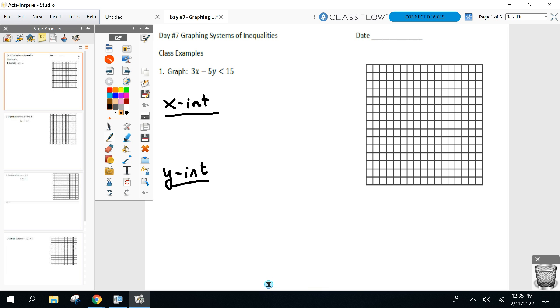If you want to find the x-intercept, you plug in 0 for the y value, and you tell me what x is equal to. So I'm going to do 3x minus 5 times 0, and I'm going to disregard the inequality and just put an equal there, equal to 15. What happens when you multiply by 0? It gets wiped out, and you end up with 3x equals 15. So my x value here is 5. There's 1 point on my line.